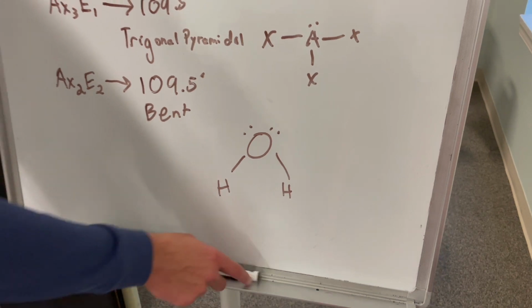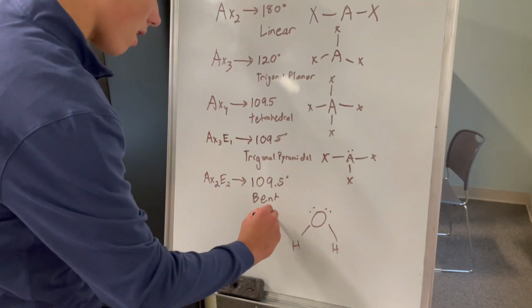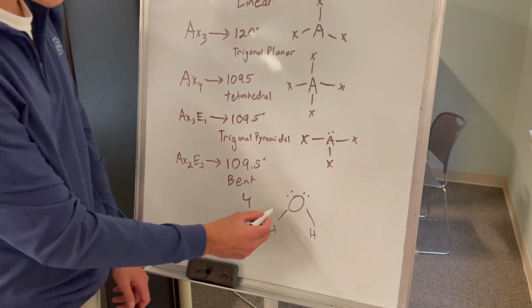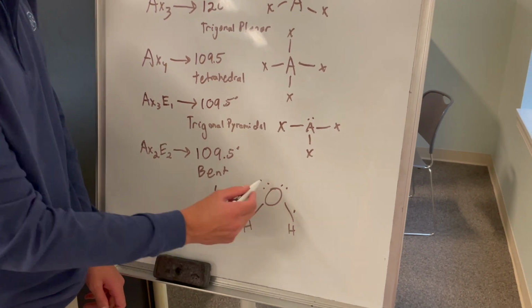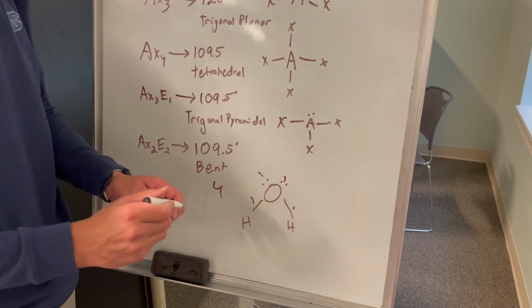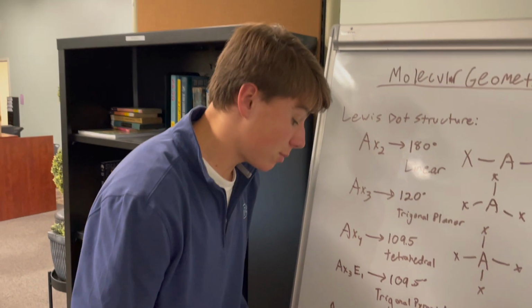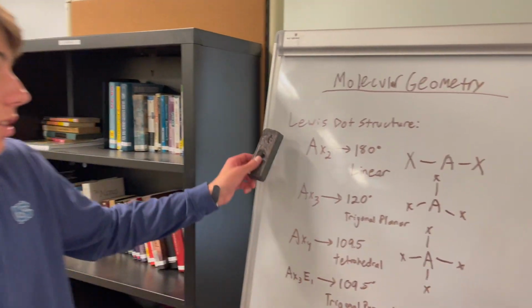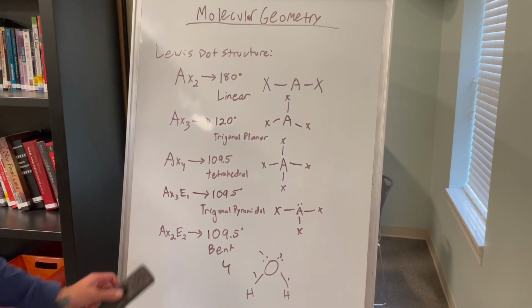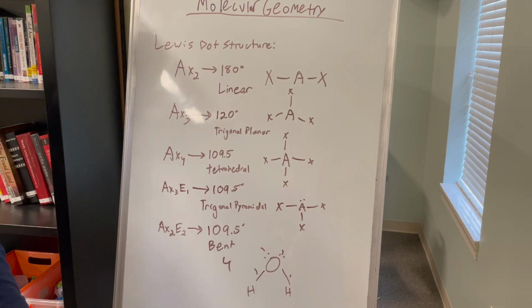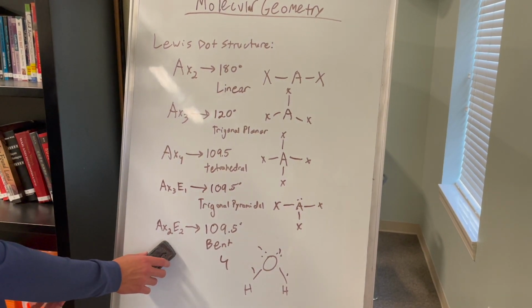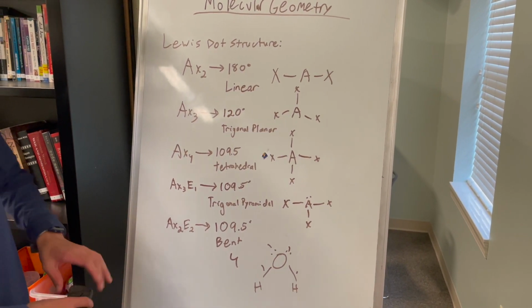You divide that by 2, so you get 4 pairs. Each of these lines counts as 1 pair, and then each of these 2 dots counts as 1 pair, which makes 4 pairs. That's how you build a Lewis dot structure. These are all of the examples of different types of Lewis dot structures that are possible. H2O is an example of an AX2E2.